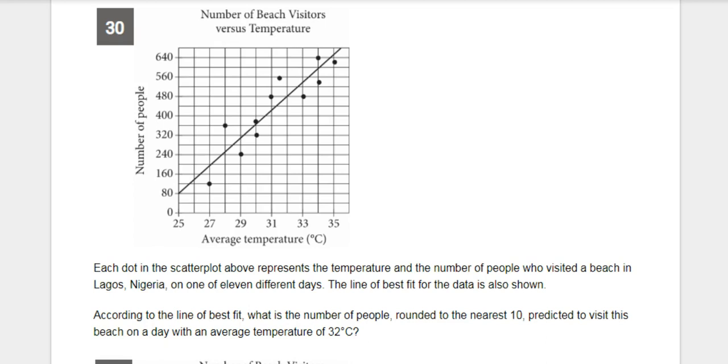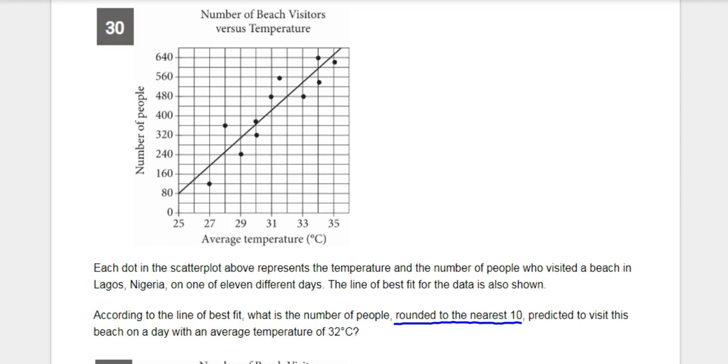So each dot in the scatter plot above represents temperature and number of people visiting the beach on 11 different days. So each dot represents a different day. The line of best fit is also shown. According to the line of best fit, what is the number of people, rounded to the nearest 10? So that's kind of important. Don't pick a number that doesn't end in a 0. It's got to be rounded to the nearest 10.